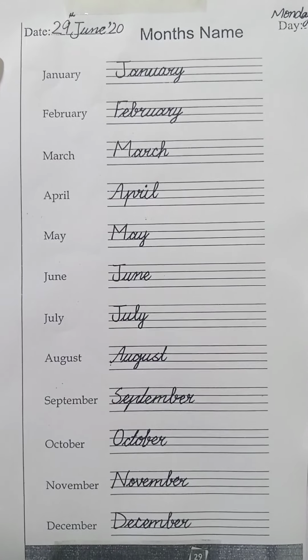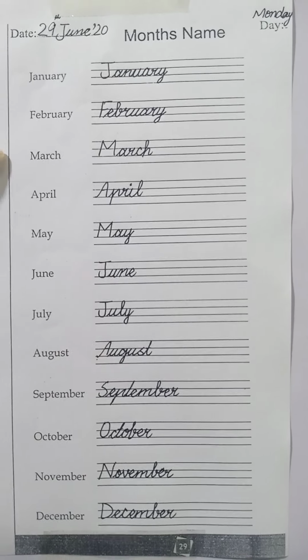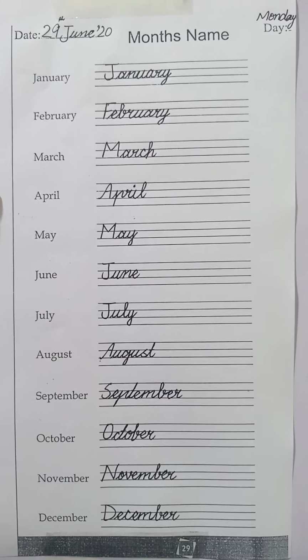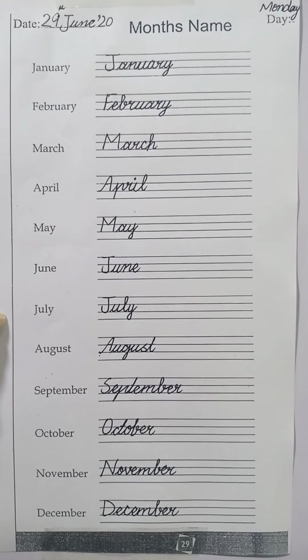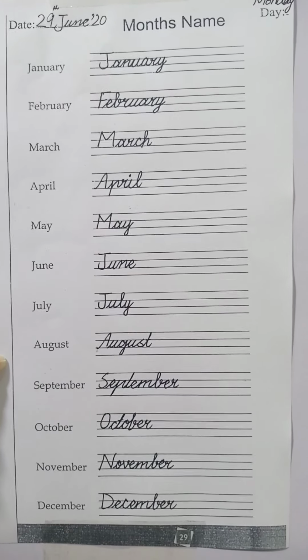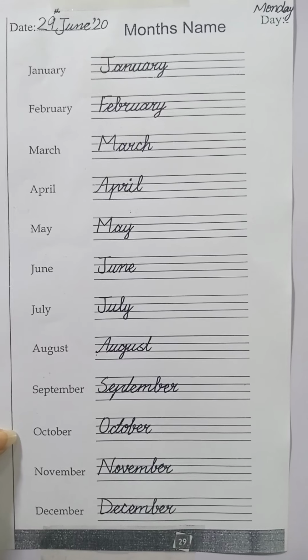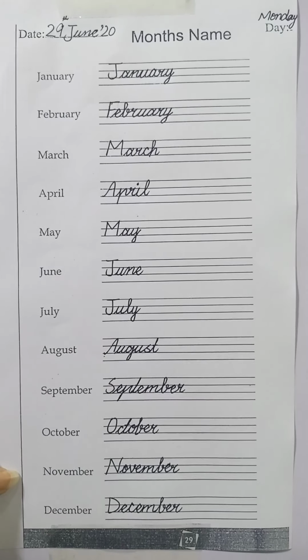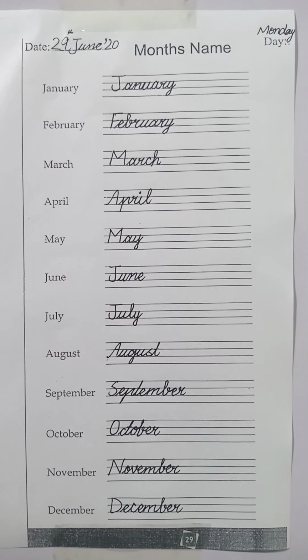January is the first month of the year, February is the second, March is the third, April is the fourth, May is the fifth, June is the sixth, July is the seventh, August is the 8th, September is the 9th, October is the 10th, November is 11th, and December is 12th. There are 12 months in a year.